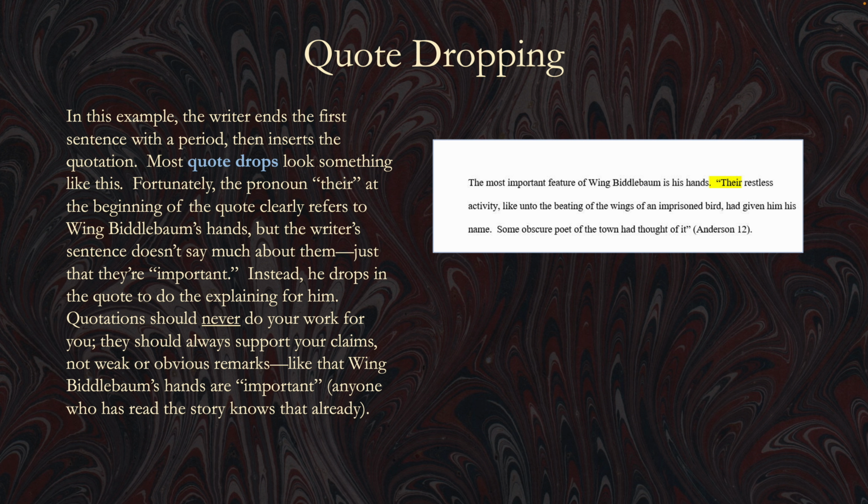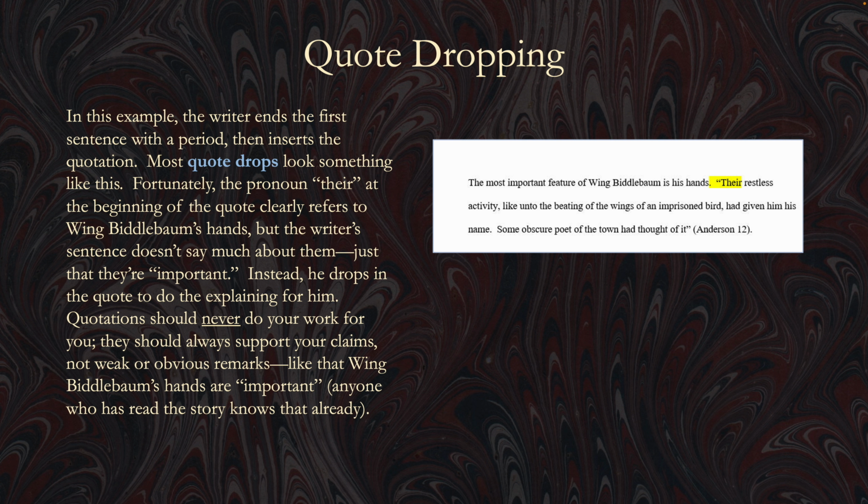So the writer ends the first sentence with a period, then inserts the quotation, and most quote drops look something like this. Fortunately, in this example, there's a pronoun, the word there, at the beginning of the quote, which clearly refers to Wing Biddlebaum's hands in the writer's sentence that leads up to the quote. But the writer's sentence doesn't really say much about the hands. It just says they're important. Instead, the writer drops in the quote to do the explaining for him, and quotations should not do this. You should never use quotations to do your work.